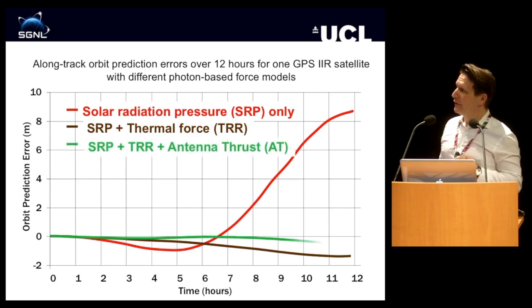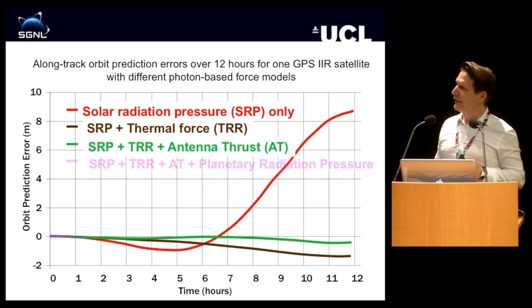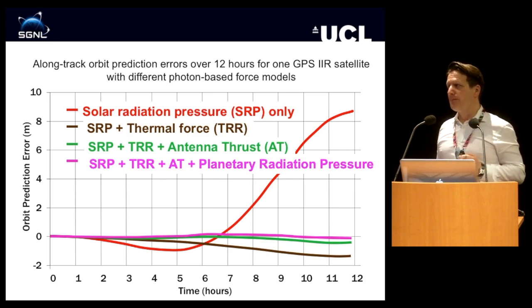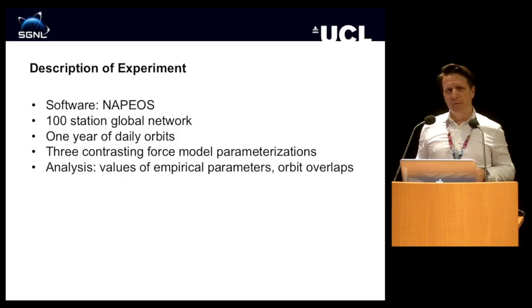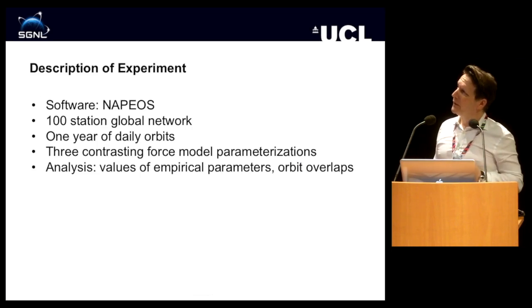If we then add in the antenna thrust effect, we get better prediction, and then add in Earth radiation forcing, you get a very nice prediction of satellites. So actually, our group at UCL was the first to demonstrate the importance of antenna thrust and Earth radiation forcing in these problems.